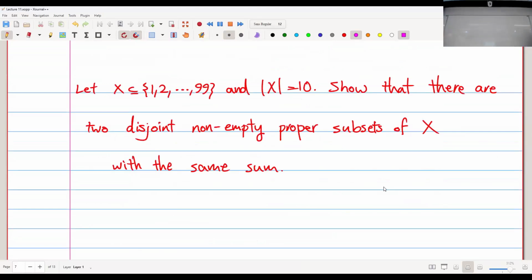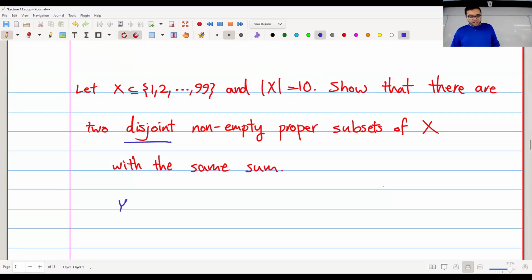So let's say that I have chosen 10 numbers from the numbers from 1 to 99. So x is a subset of the numbers from 1 to 99, and its size is 10. Now, I want you to show that there are 2 disjoint non-empty proper subsets of x that have the same sum. Okay, so all of these things are important. I want the sets to be disjoint.